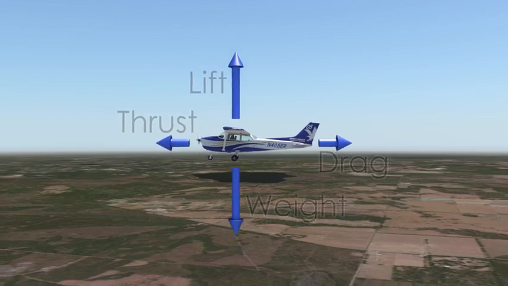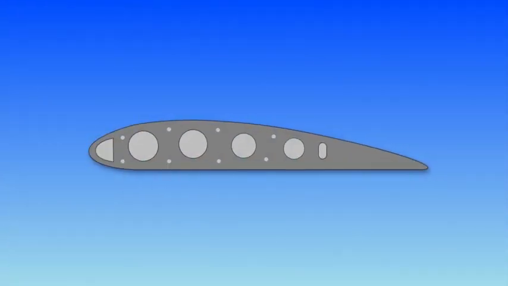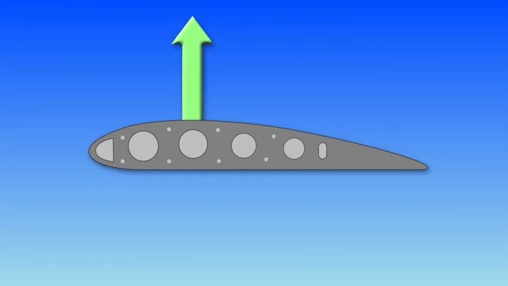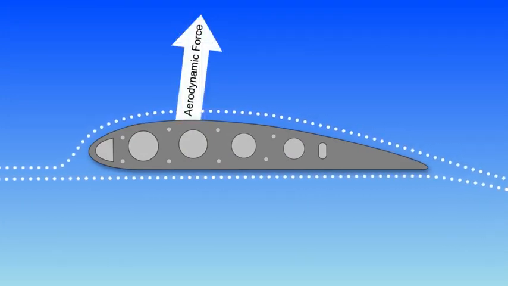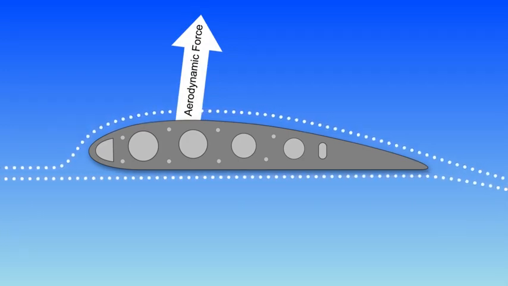Let's look at these four forces in a little more detail. The key to an aircraft being able to fly is lift. Looking at a cross-section of a wing, we can better understand how the lift gets generated. A wing is a type of airfoil. Airfoils in general are just any surface that generates an aerodynamic force as a fluid, in our case air, moves around it.